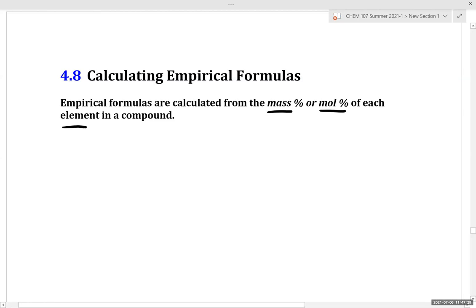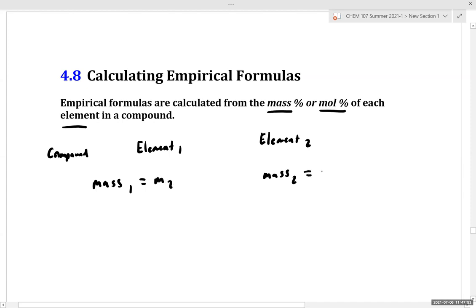Let's take a look at a compound with two elements that I'll call element 1 and element 2. Each of these compounds will have a mass of each element. So we'll call mass 1 the mass of element 1. Mass 2 will be the mass of element 2. That'll abbreviate it as M1 and M2.